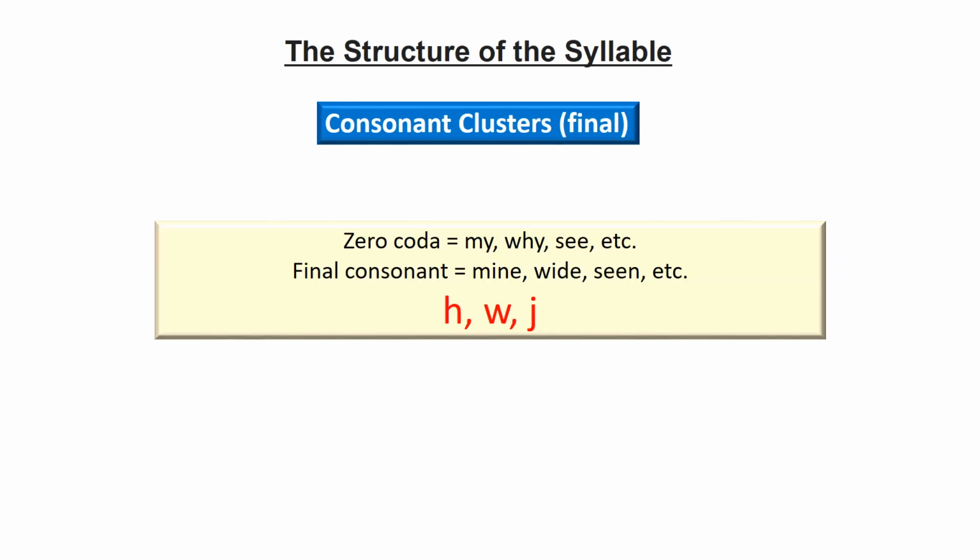Final consonant clusters. If there is no consonant at the end of the syllable, we can say it is a 0 coda. And when there is one consonant at the end of the syllable, we refer to this as a final consonant. There are some restrictions on these final consonants, though. These sounds cannot be syllable final.